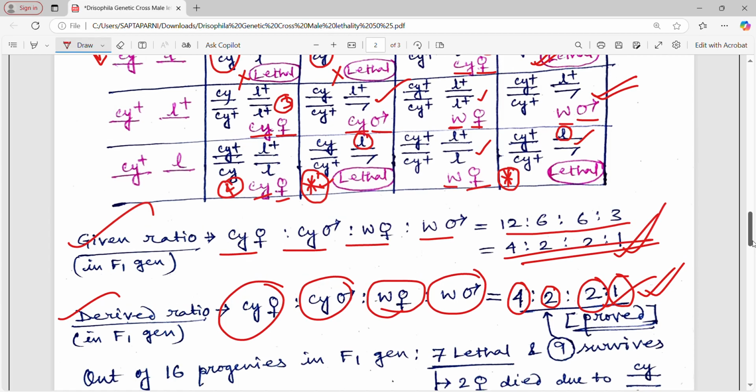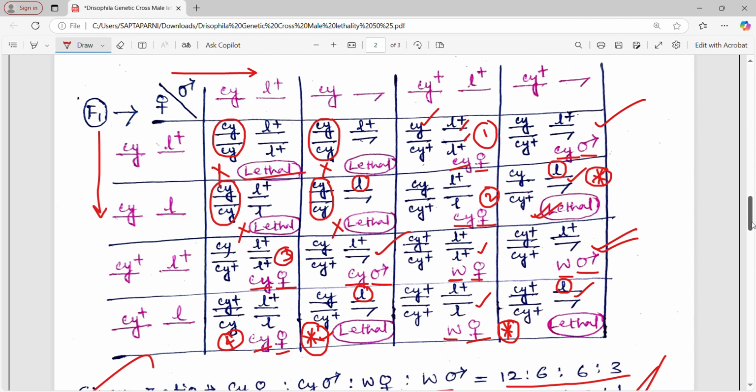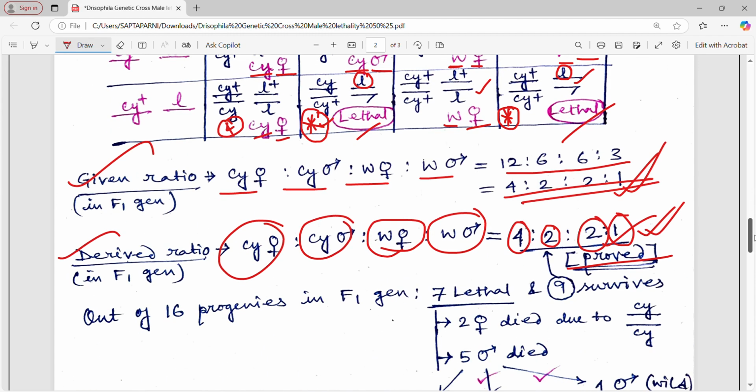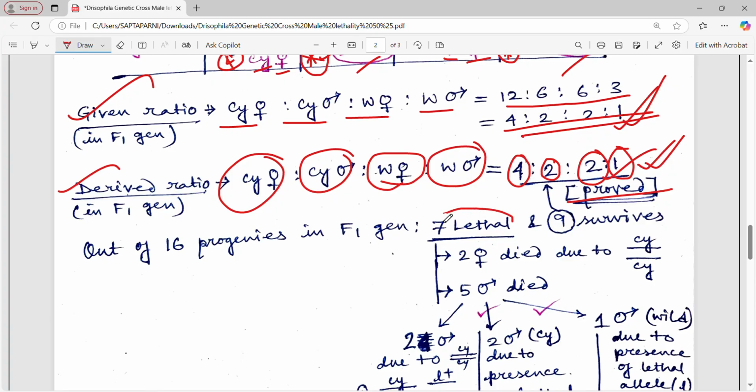It is proven. Okay, now let's see. In this cross you can see a total of 16 progeny were formed. Okay, 16 progeny were formed, but from there 1, 2, 3, 4, 5, 6 and 7 are lethal, or 7 progeny are dead. Okay, already dead. And obviously then how many survive?